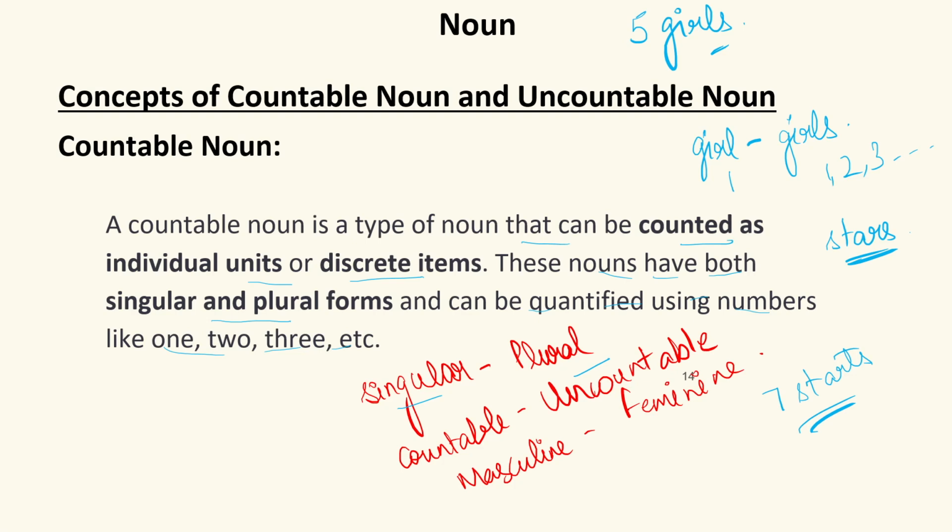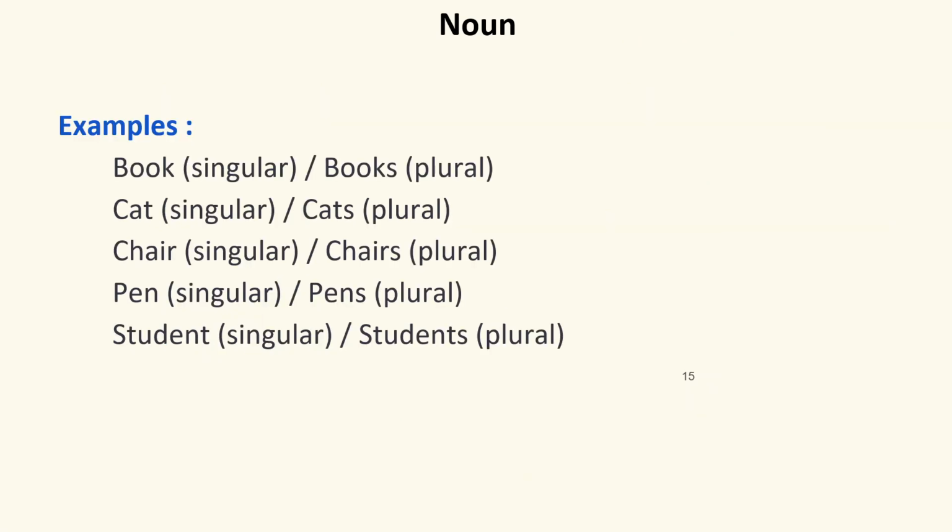For example, if we have water, we cannot count water. We can measure it in liters, but we cannot say that 1 water, 2 water, 3 water. No, not at all. So uncountable nouns are the nouns that cannot be counted, but countable nouns can be counted easily, and they can be converted from singular to plural form.